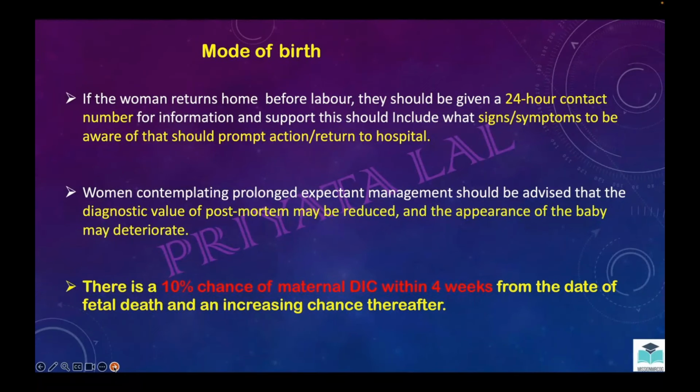Apart from this, it would be necessary to know percentages, especially for Part 2 people. About 10% of mothers would develop DIC within 4 weeks from the date of fetal death, and this would increase thereafter. This percentage can come in your exam, so you should remember it. It was there in the previous guideline also.